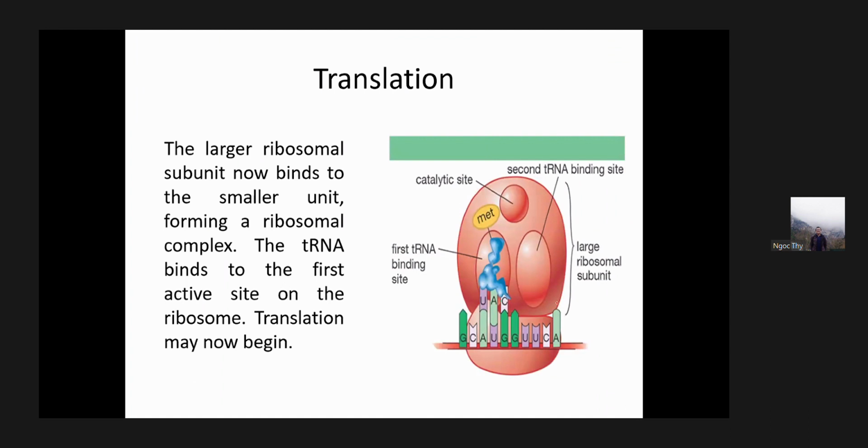So the translation process starts when a small subunit combines with a large subunit of the ribosome and binds to the mRNA as a template. So we have the mRNA here. But the translation will not start right at the position of the attachment site. It will slide until it reaches the start codon. So AUG here, this is the start codon.